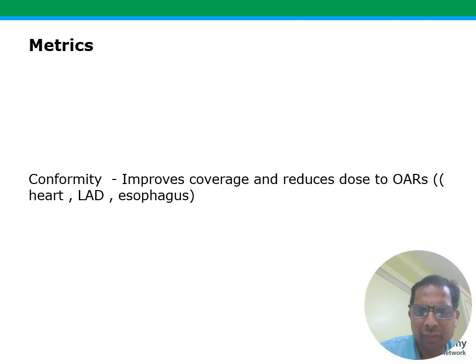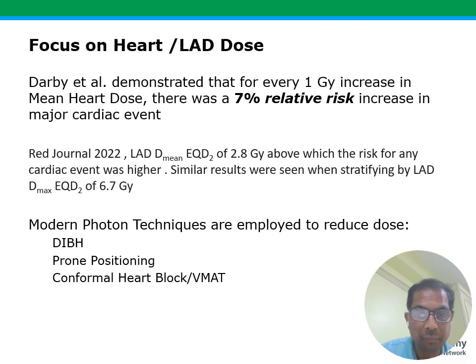So the conformity part, which I'll cover, is the goal of the conformity to improve coverage and to reduce doses to OAR, which in my mind, which I'm going to talk about, the heart, LAD, and esophagus. And the reason of this talk is more about esophagus. In 3D era, esophagus was not a factor because our gantry angle and the conformal block avoided esophagus. But when we switched to IMRT and VMAT, esophagus doses were not defined well. Even if you look at the Alliance protocol or the NRG protocol, when they allow VMAT or IMRT, they don't talk about esophagus constraint. So I'll discuss some of it in detail.